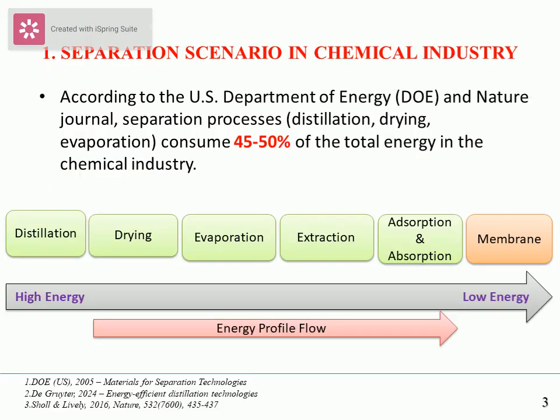So here is the separation scenario in the chemical industry. Separation processes like distillation, drying and separation etc. consume 45 to 50% of all the energy in the chemical industry. That's nearly half. This high energy cost is exactly why we need better alternatives like membranes. We sit at the low energy end. This sets the stage for why we turn to graphene membranes.